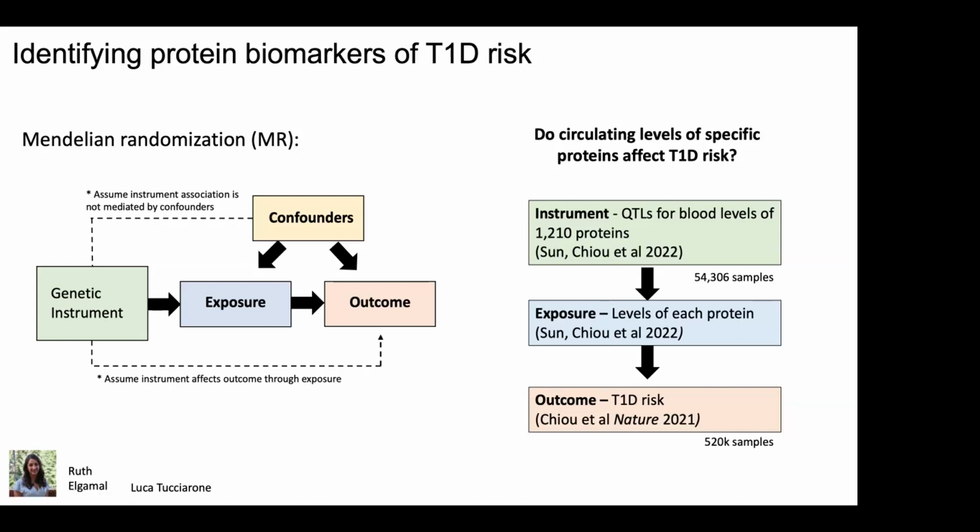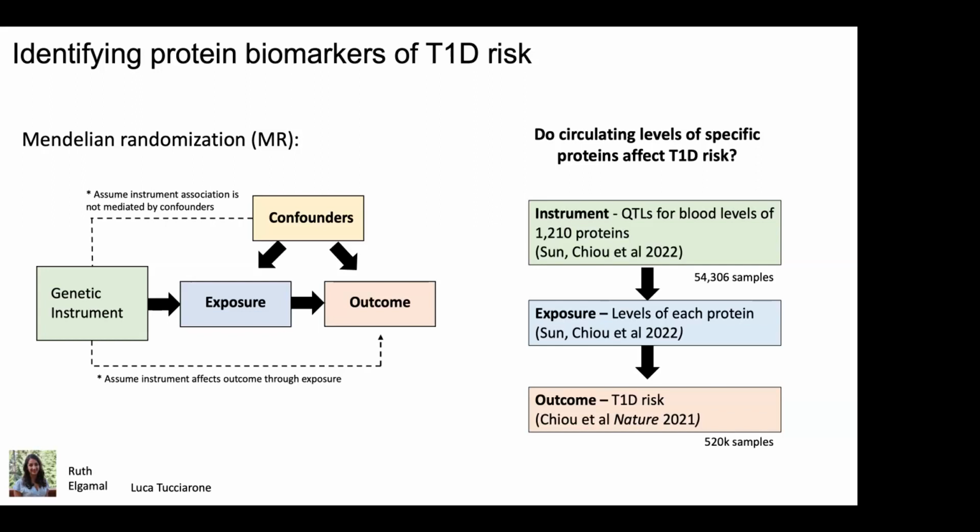Is anybody familiar with Mendelian randomization? No? Okay. Mendelian randomization is kind of like a randomized controlled trial, but using genetic data. It's a quite handy tool. The way it works is that you have a set of genetic variants that are associated with an exposure of interest. In this case, the exposure is the levels of a protein in circulating blood. It could be anything, though. Could be a phenotype, could be lipid levels, height, weight, whatever.